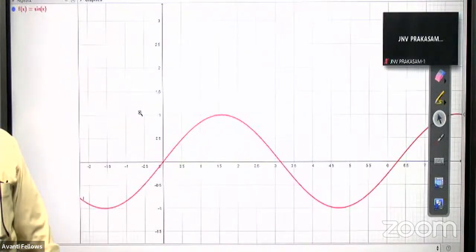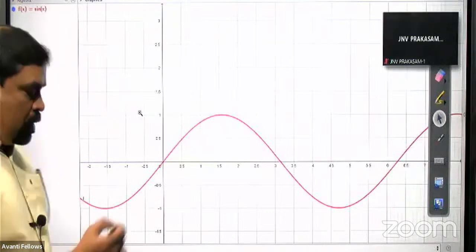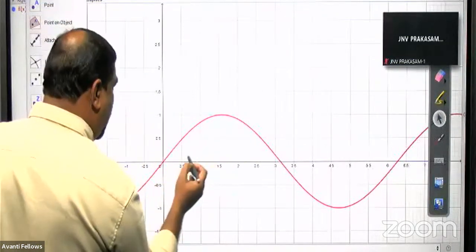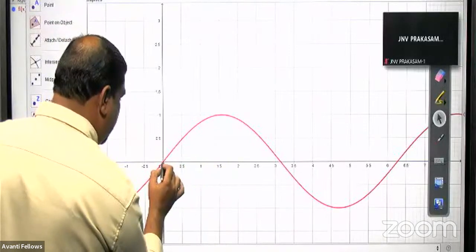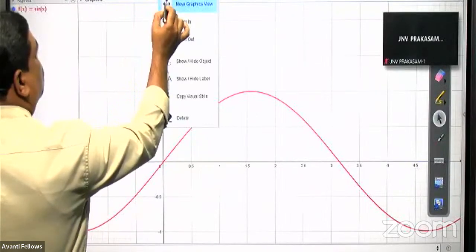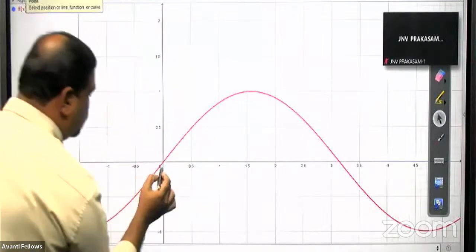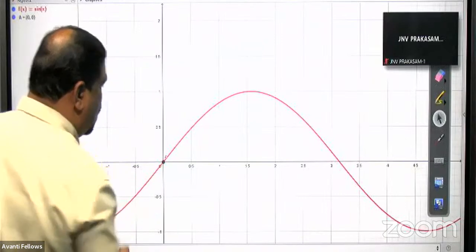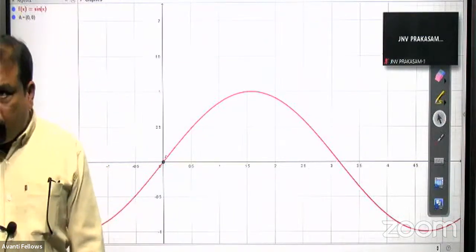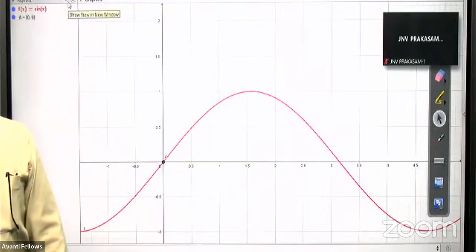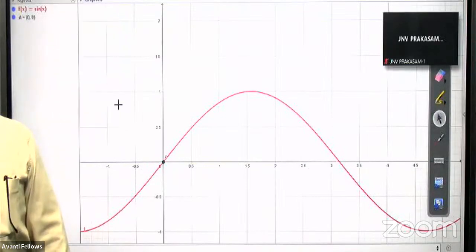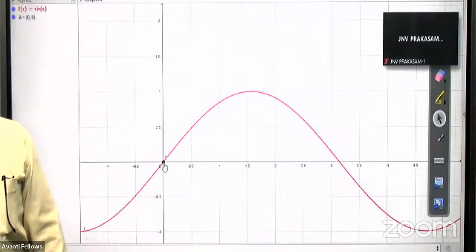Okay, this is the graph of the sine function. For example, I take a point at the point 0. Let me draw a tangent at this point to the sine function.